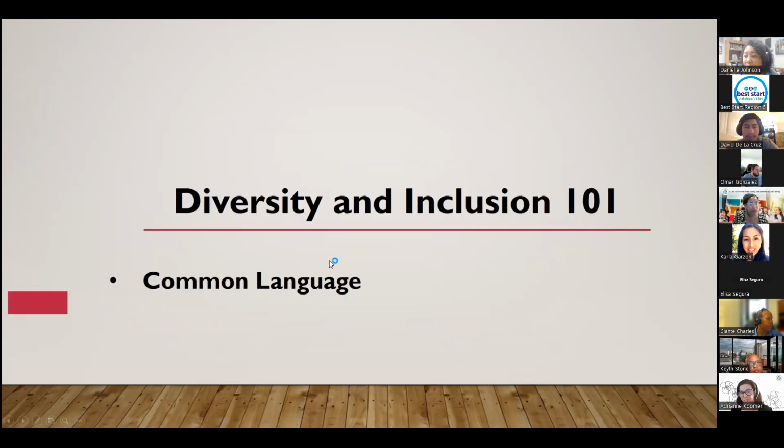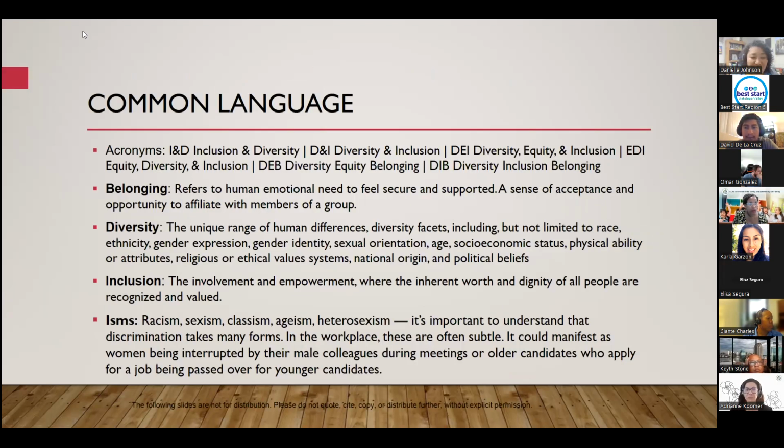So as we move forward, we want to start with some common language. A lot of us have different definitions for the words that we use. A lot of us have maybe a different nomenclature, if you will. So in this space, I want to center us in this particular language. As we move forward, when I say belonging or diversity, inclusion, isms, this is what I am referring to.